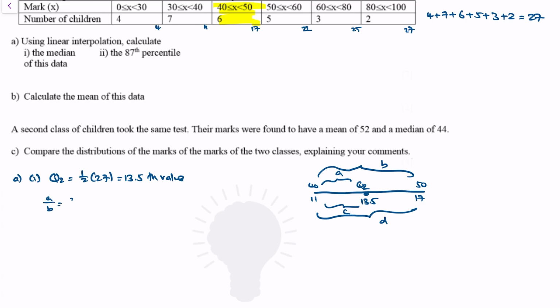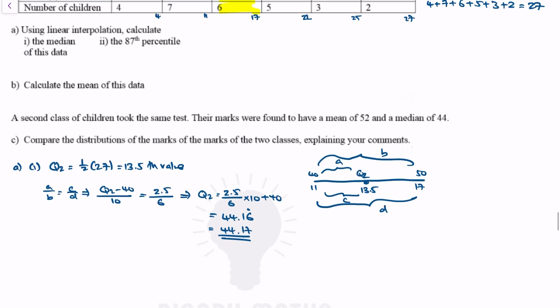A over B is equal to C over D, which implies Q2 minus 40 over 10 is equal to 2.5 over 6, which implies Q2 is equal to 2.5 over 6 times 10 plus 40. If you put that into your calculator, you get 44.16 recurring, which is equal to 44.17. So that's part 1 done.